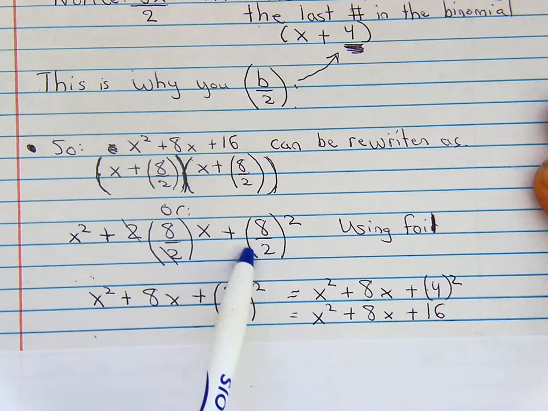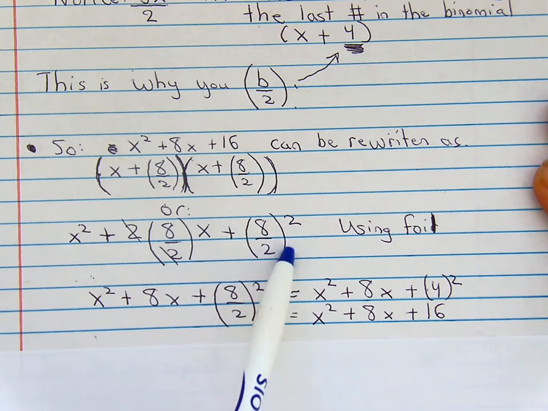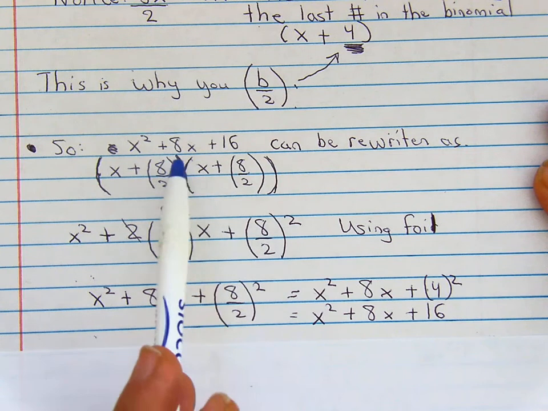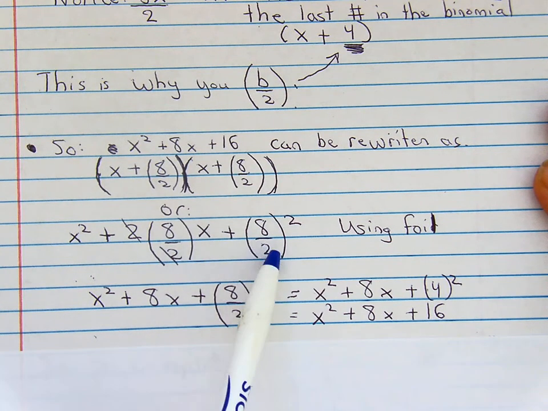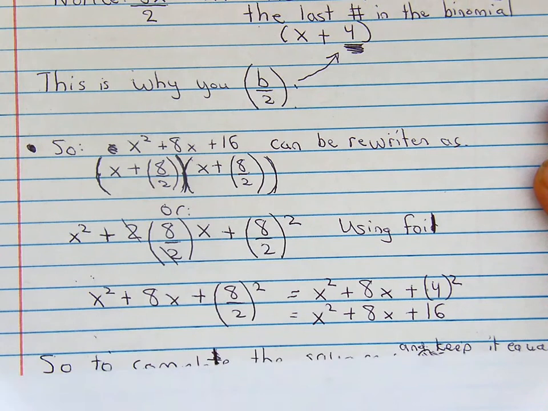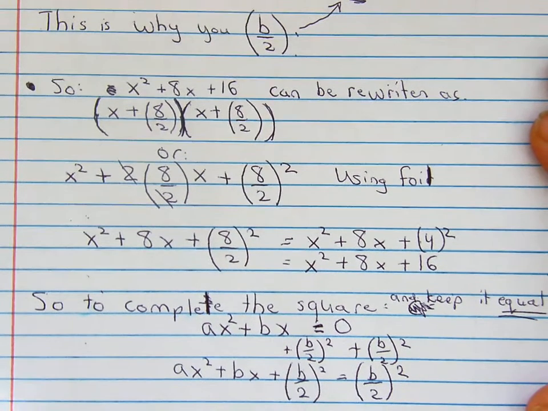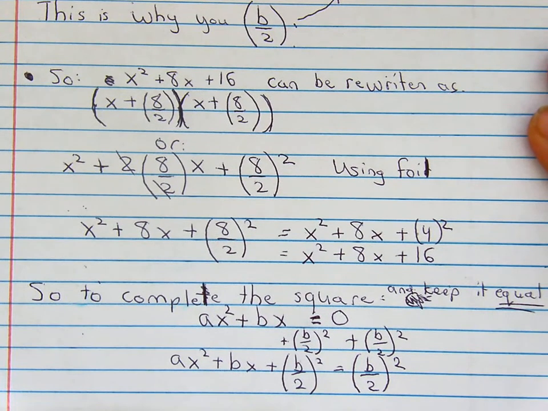And that's where they get the formula for completing the square, where c is going to be the value of b divided by 2 squared. And when you work it out, it comes out to be c.